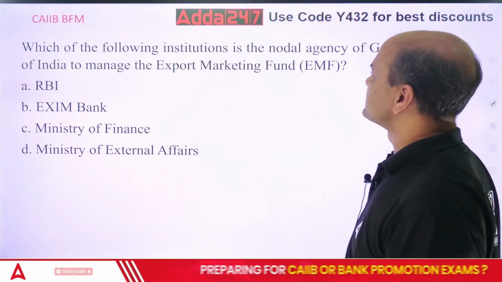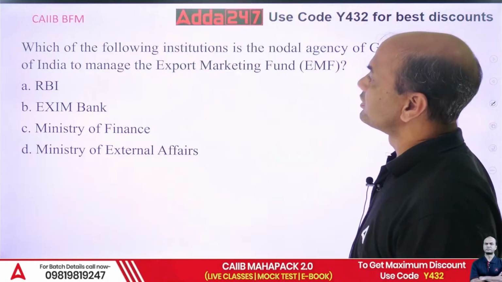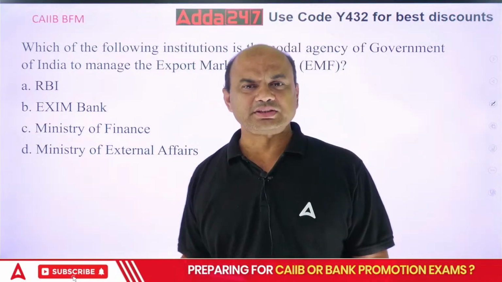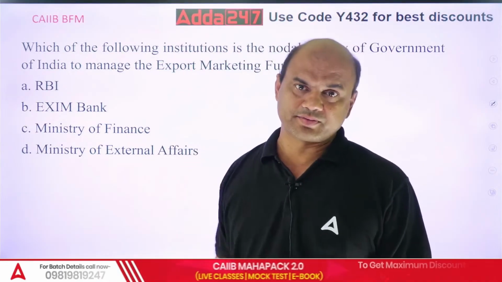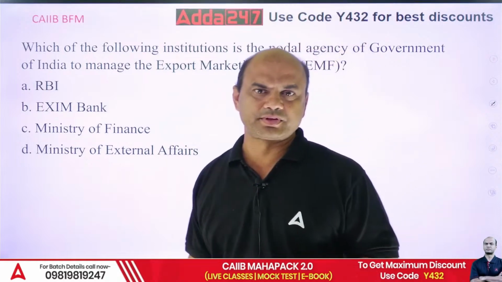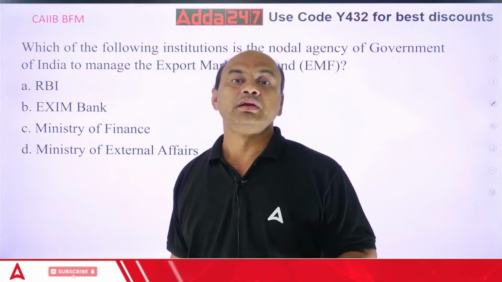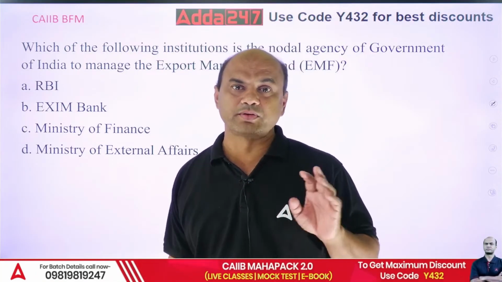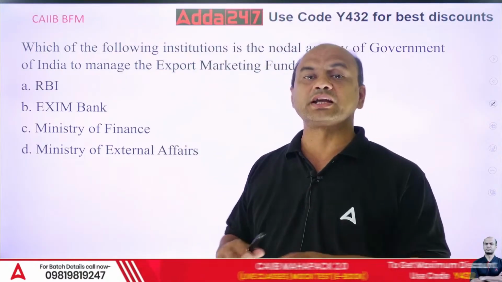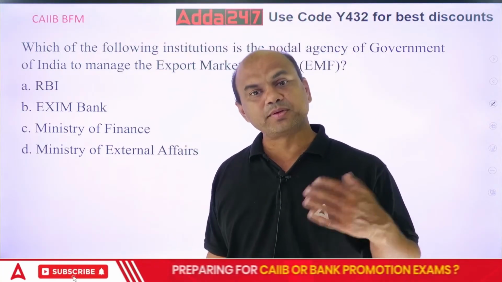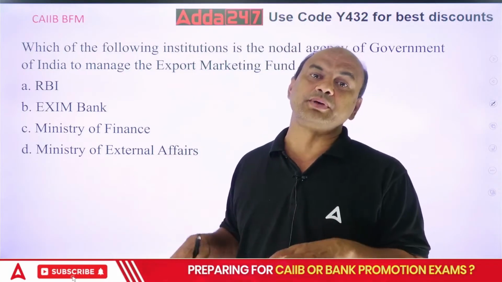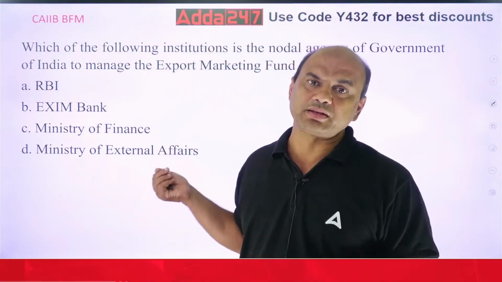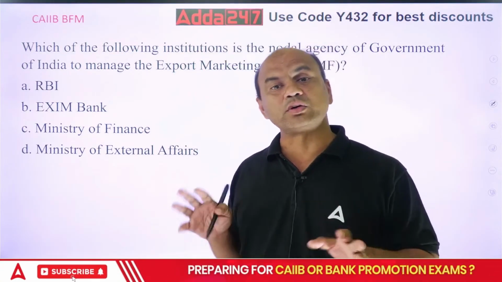Which of the following institutions is the nodal agency of the government of India to manage Export Marketing Fund, EMF? This EMF fund is given by World Bank. There are three types of EMFs: EMF 1, 2 and 3. EMF 1 is specifically for manufacturing, given by World Bank. EMF 2 is for setting up offices, and EMF 3 is from our own Exim Bank. The first two are given by the World Bank, and EMF 3 is done by the Exim Bank itself. But who manages all these three funds?